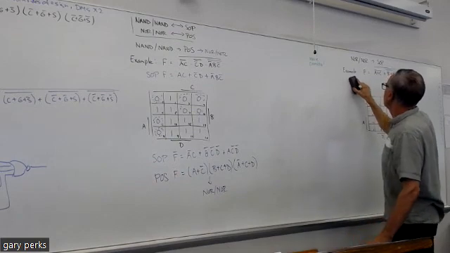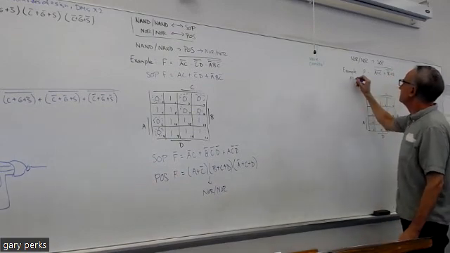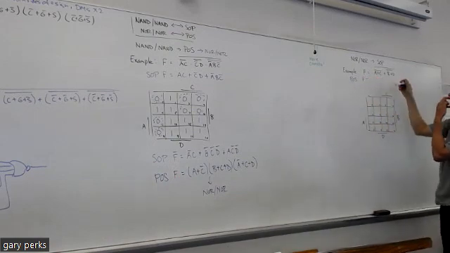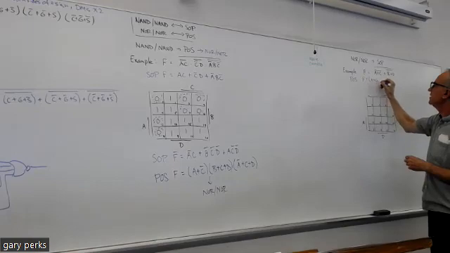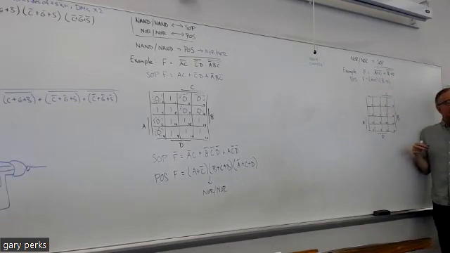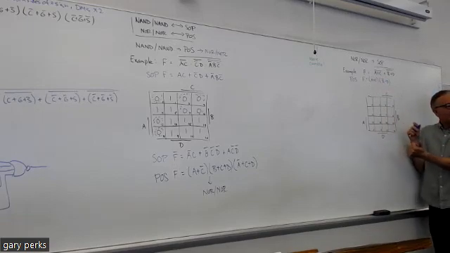So you see, I can quickly go to POS for F by just taking what's underneath the bars and ANDing them. Okay, so everybody see what I did there? All right, so now I want to go into a K-map. And remember, we're trying to get SOP this time. So when you have a K-map and you want to get SOP, are you looking at zeros or ones? You're going to look at ones, okay?